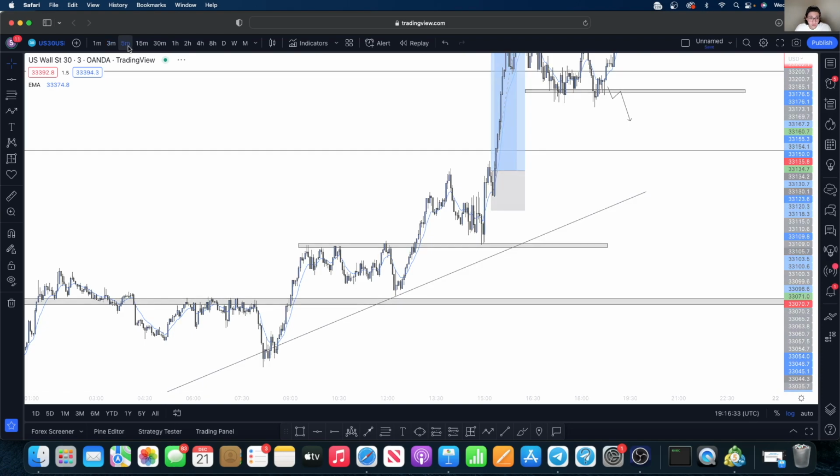But back into the buy position where we entered a buy. Let's see if this thing loads. Again, my computer is very slow for some reason. Let's see. All right, perfect.